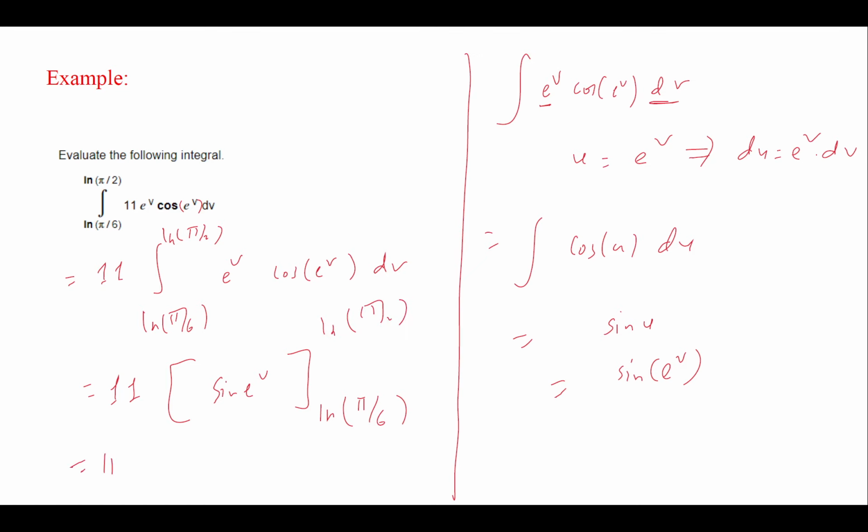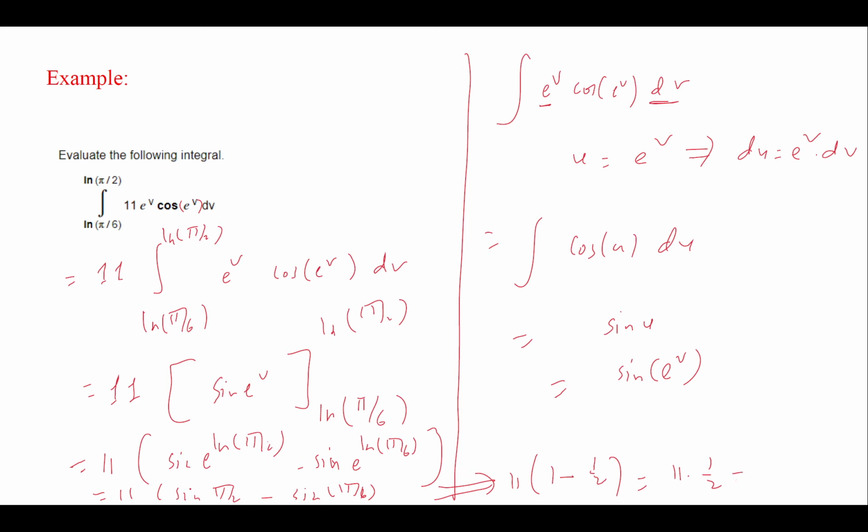So we put sine of e^(ln pi over 2) for the v, minus sine of e^(ln pi over 6). Since we know e and ln are inverses of each other, eventually it will be sine pi over 2 minus sine pi over 6. We know the value of sine pi over 2 is 1 and the value of sine pi over 6 is 1 over 2. So eventually it's 1 minus 1/2, which is 1 over 2. So that's our final answer.